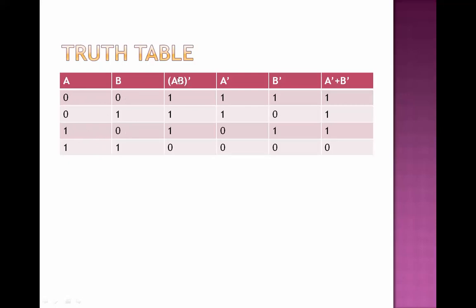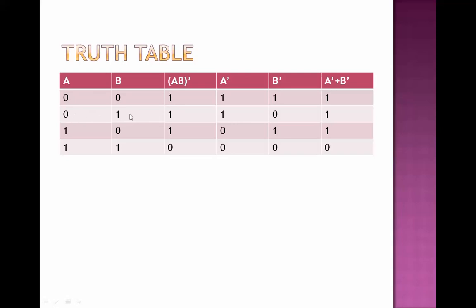First we are going to take (A and B) whole complement. This should be equivalent to A complement or B complement according to De Morgan's first theorem. So first we have to take A and B, then the whole complement of that. When we do A and B for 0 and 0, that is equivalent to 0, but when we complement the whole, that will be equivalent to 1. That is what is here.